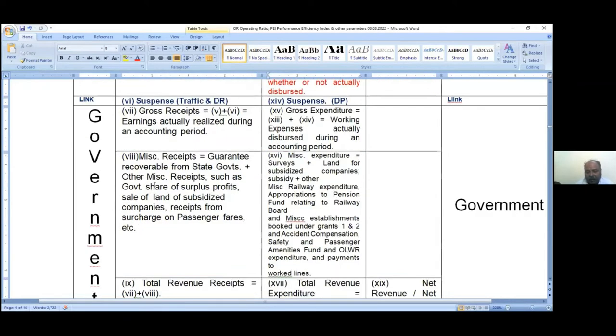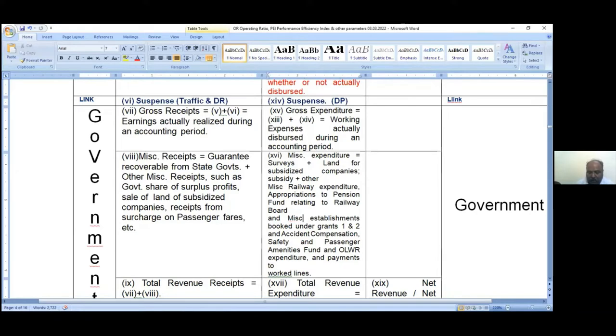Similar to how miscellaneous receipts are added to gross receipts, we add miscellaneous expenditure to the gross expenditure. Now we'll check the examples of miscellaneous expenditure. It is the survey expenditure, that is demand number two, land for subsidized companies and subsidies, plus other miscellaneous railway expenditure, appropriation to pension fund relating to railway board, and miscellaneous establishment booked under grant number 1 and 2, that is demand number 1 and 2.